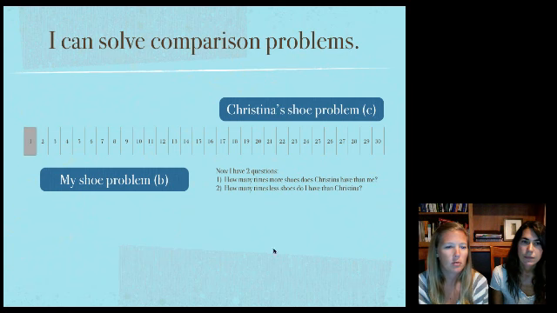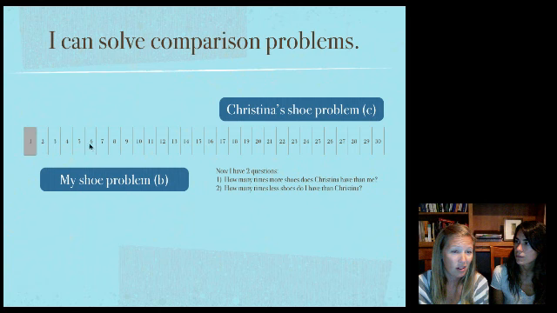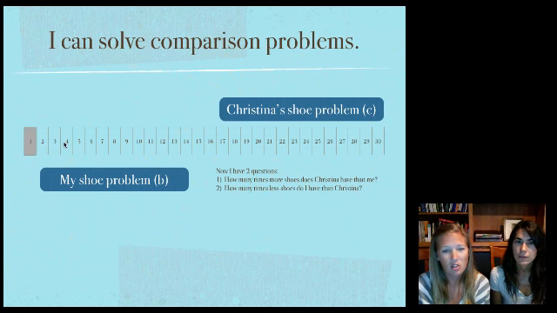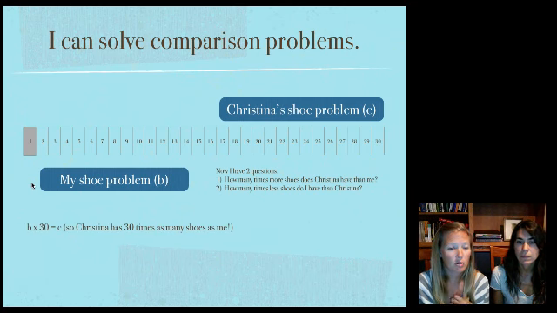So if I move my little shoes up, I can see that I only take up one of her 30. So if I'm looking at this, she has 30 times as many shoes as me. My shoes, which we're going to say is represented by the variable b for Bush, B times her 30 here equals her C, Christina's. So she has 30 times as many shoes as me. So in this case, I'm comparing the big to the small.